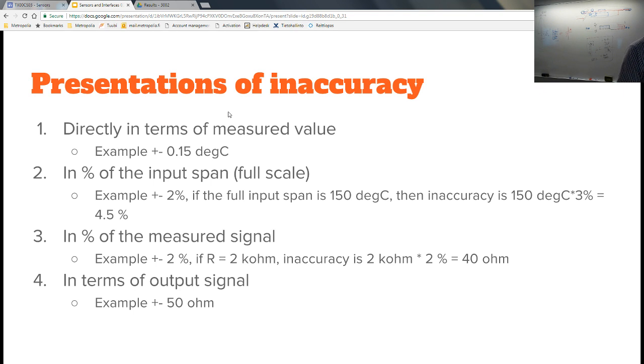or percentage of the measured signal, or absolute error on the measured signal, or in terms of the input signal, the output signal. Okay, so different kinds. So it's quite hard to actually make a good comparison between two sensors if they do the same thing but are from a different manufacturer.